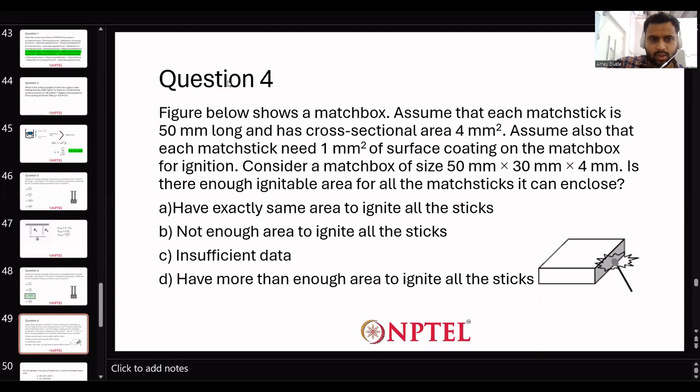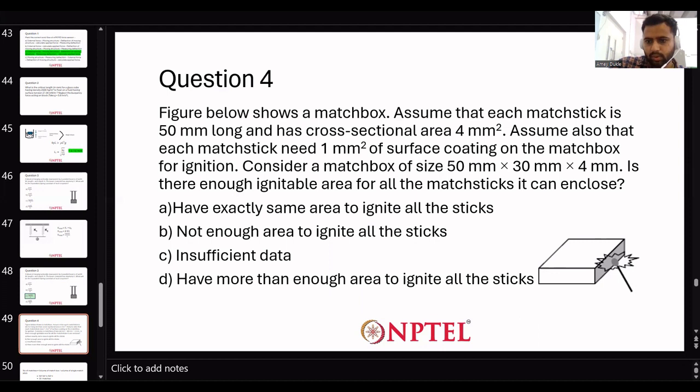So to find this, we don't know anything about this. We don't know how many matchsticks are there in this box, and how much area is there for ignition. So we actually have to assume, looking at this figure. From this figure, we know that the ignitable area is the width into height. So width is 30 mm and the height is 4 mm.